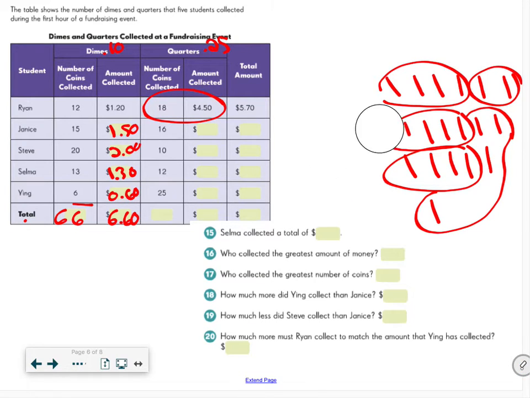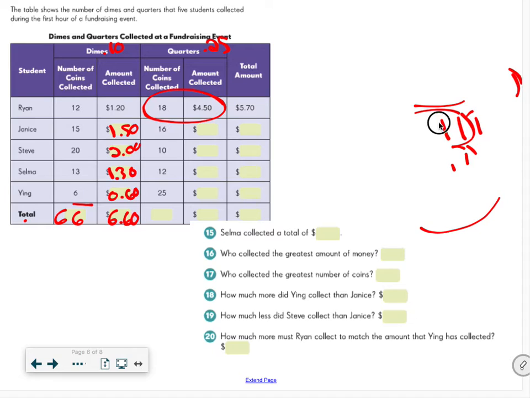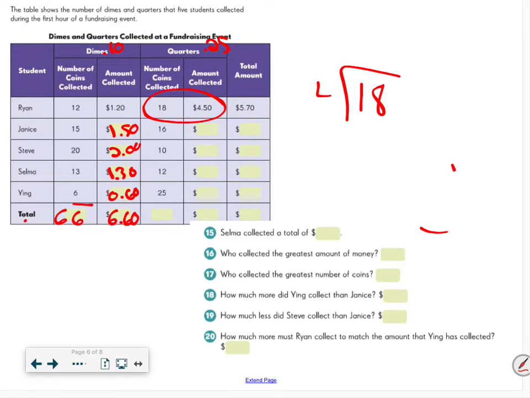I think what makes sense is just to take how many quarters there are and then divide it by 4, since there's 4 quarters in a dollar. So if I have 18 quarters and I want to make groups of 4 because there's 4 in a dollar, I do 18 divided by 4.